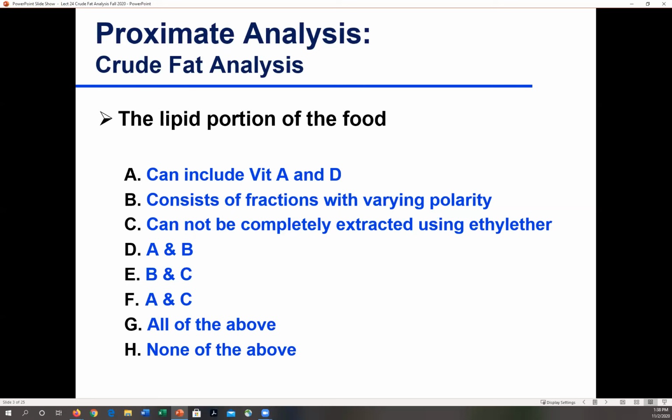Because they have varying polarities, there's not one solvent that would extract all of your lipid components effectively. That's why diethyl ether is not necessarily the perfect solvent to extract everything. Sometimes we use a combination of solvents, petroleum ether and diethyl ether in combination. So you'll be doing that in the fat analysis lab where you will be using a combination of solvents to try to extract as much of your lipid fraction as possible. So G is the correct answer.